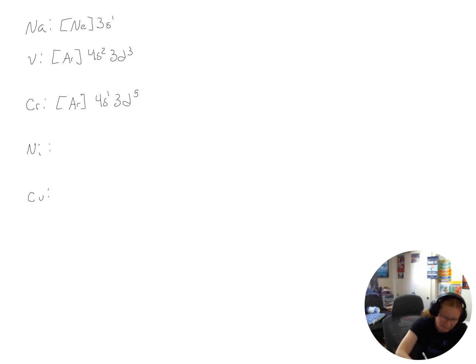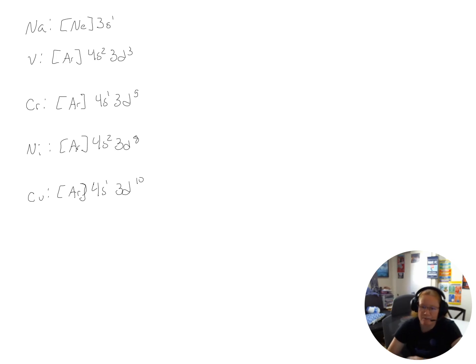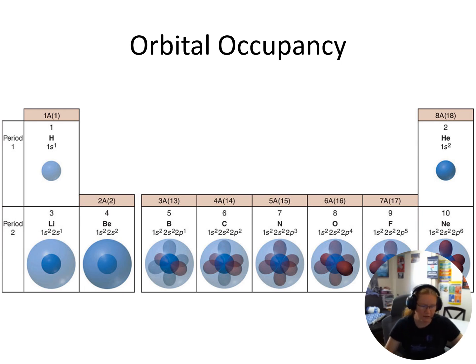So nickel is argon, 4s2, 3d8, and then copper is our other exception, argon, 4s1, 3d10. Okay, it's energetically more favorable to leave that single electron in s than to have an unpaired electron in d, or for chromium, it's more energetically favorable to have single electrons in all of those. Okay, and so we can start to look at our orbital occupancy.